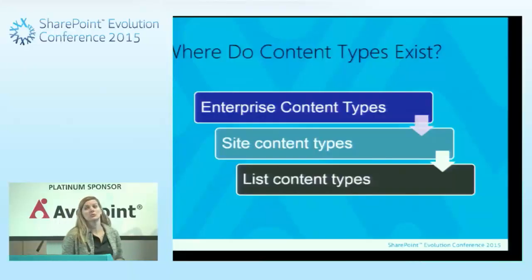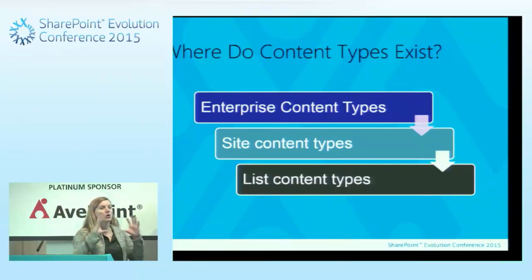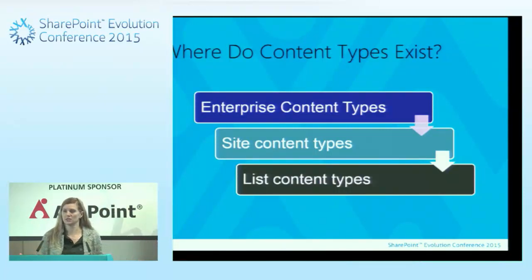So where do content types exist? Any of those of you that said you still had 2007, there's one difference here. There's no enterprise content types. But before that, you do have list and site content types in 2007 and even in 2003. But enterprise content types is kind of those global content types, things that will go across our entire environment.